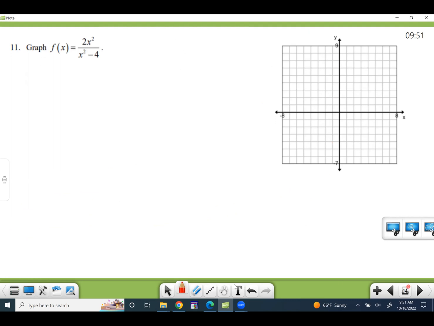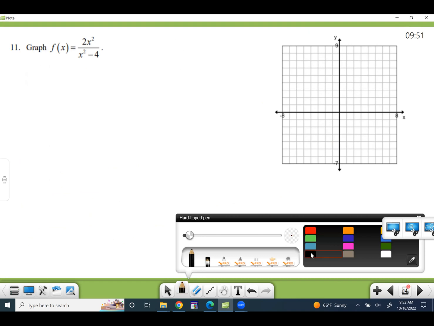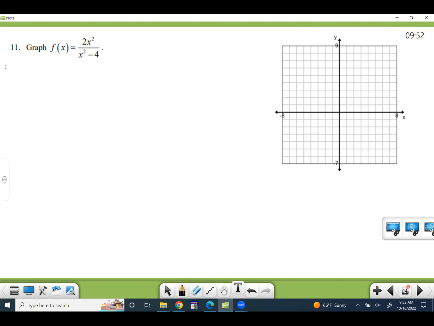All right, so finding the X and Y intercepts first, right? All right, get a little text box.